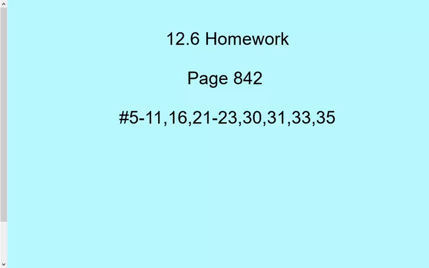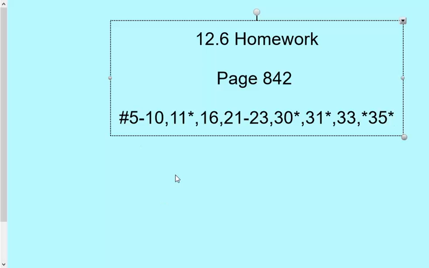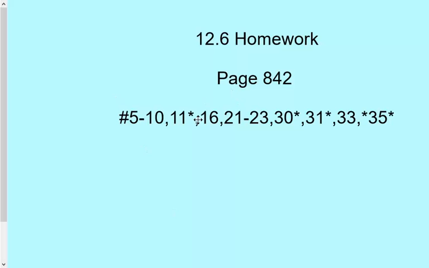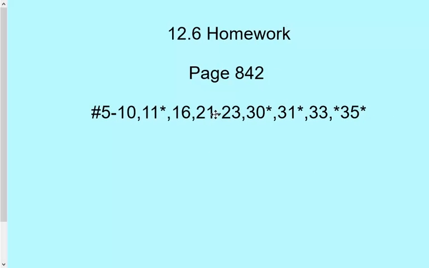Here's your assignment. And I actually just changed the assignment here. I made a few of these problems more challenge problems, or just extra bonus problems, to keep the assignment shorter for you guys. So there's your updated assignment.